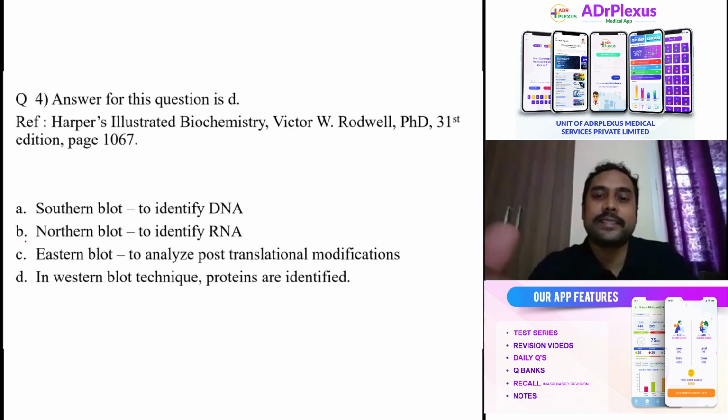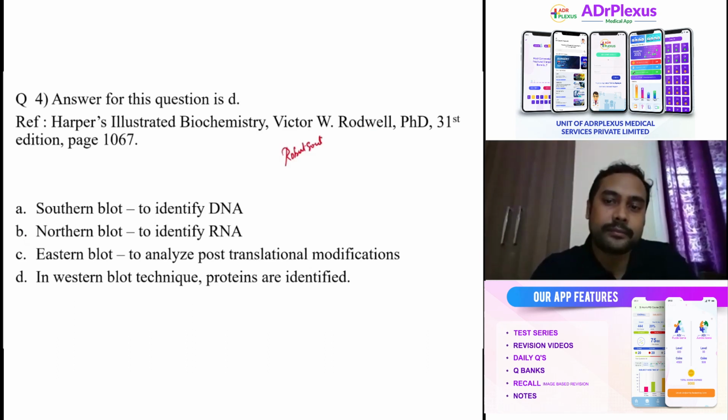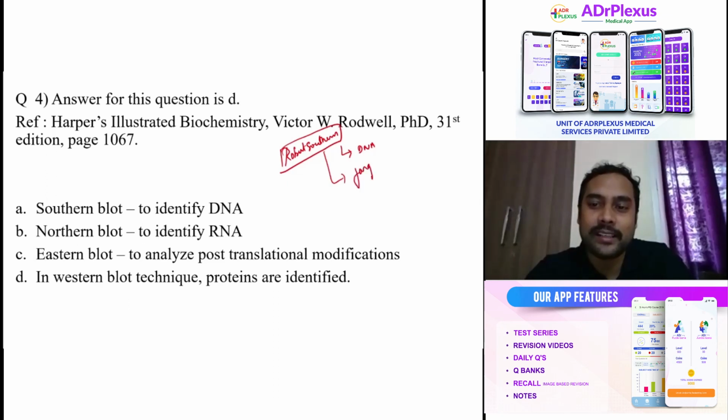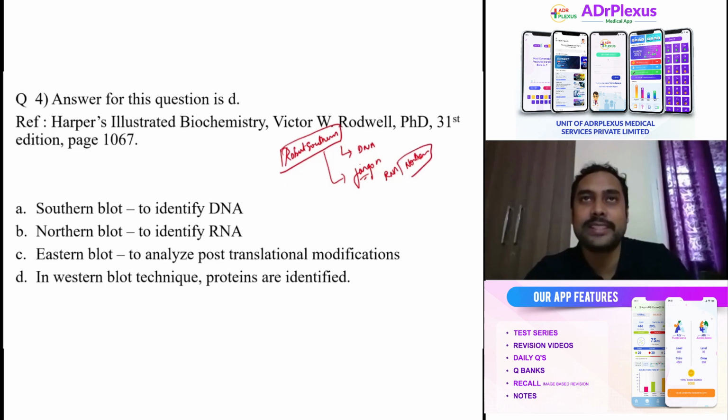There was a scientist called Robert Southern. He developed a blotting technique to identify DNA. Somebody then, as a laboratory jargon, a crude name, named the RNA blot the Northern blot, just because the DNA blot was named after him, Southern blot. They named the RNA blot Northern blot.